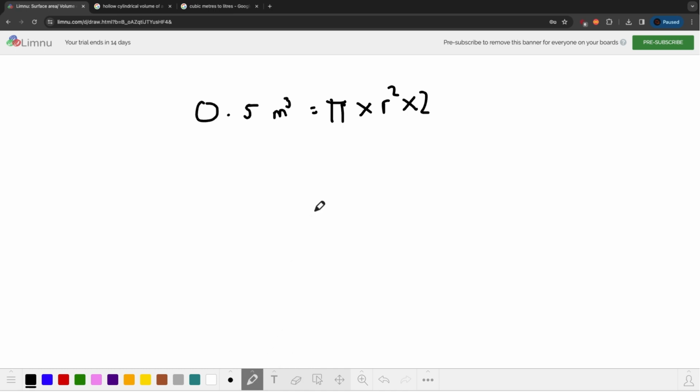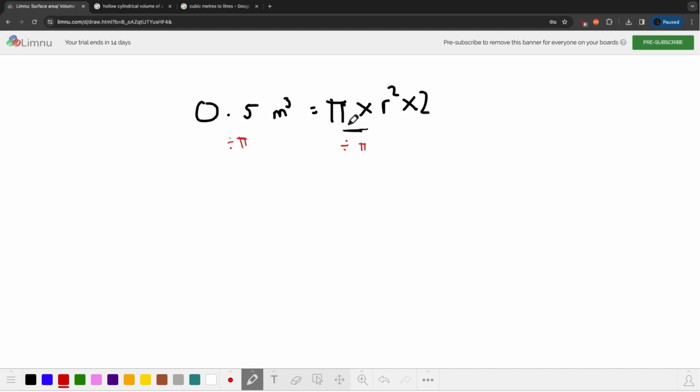Let's get rid of that. Let's get rid of pi first. So you can clearly see that this r and pi have a times relationship. So like I said, you have to do the opposite operation. And what is the opposite operation of times? Divide. So let's divide pi on both sides.